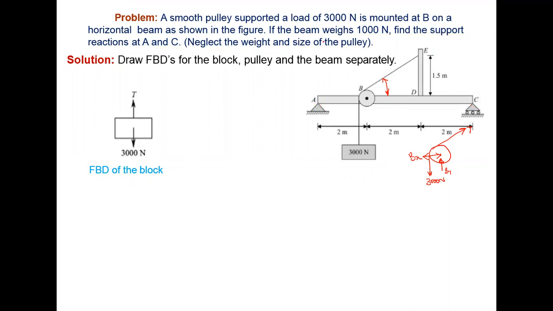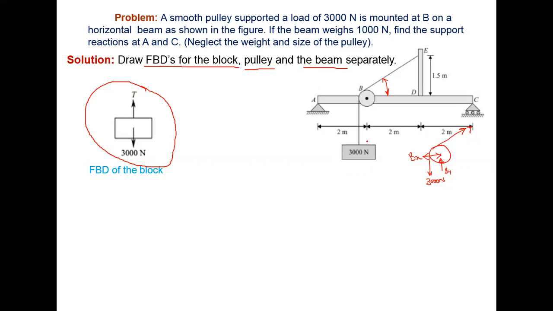Okay. So how to proceed, how to solve this problem? First of all, we draw FBD of the different components of the system, right? So we will draw FBD for the block. Block means this block that is hanging with the beam and having a weight of 3000 Newton. Then we will draw FBD of the pulley, and then FBD of the beam. Okay, so these three FBDs we have to draw. So let's start with the FBD of the block.